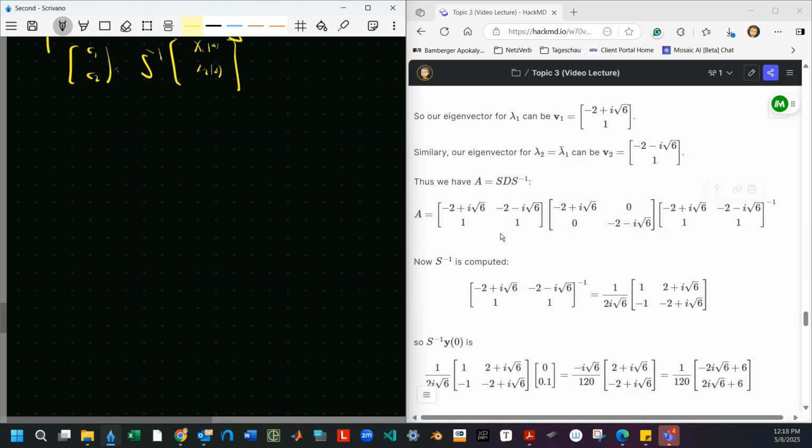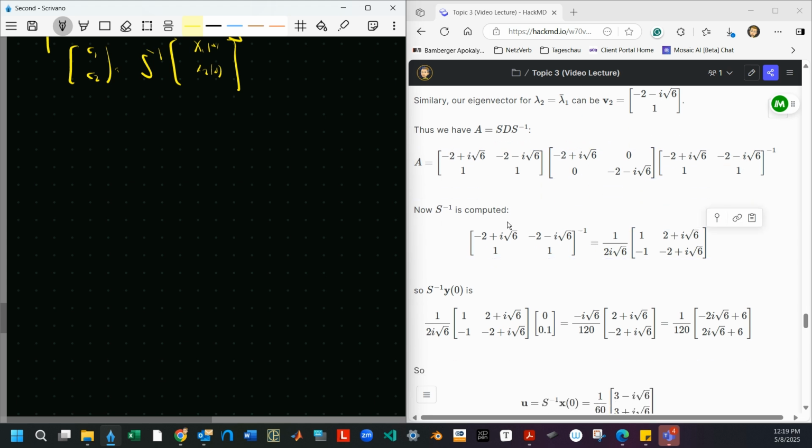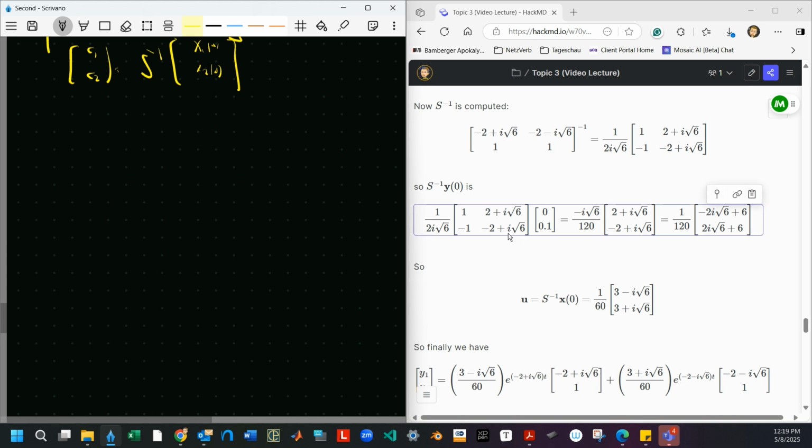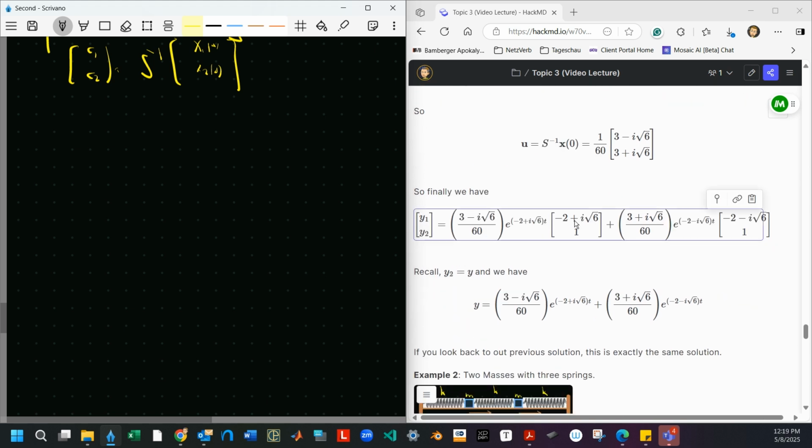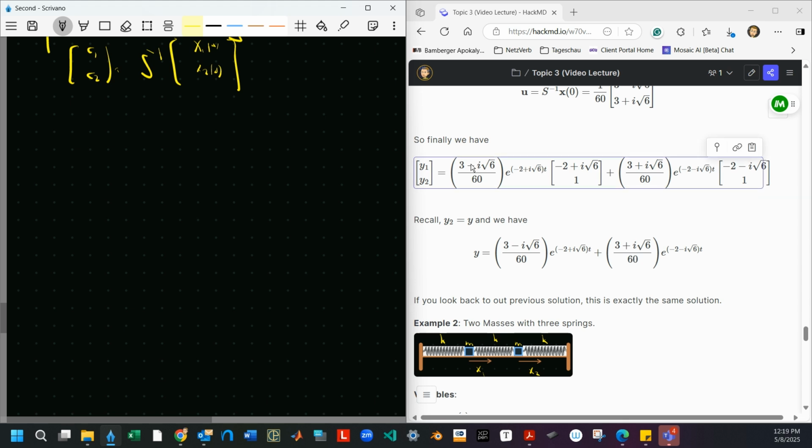So here's our A all diagonalized out. There's S, there's the eigenvalues, there's S inverse. Here's S inverse computed, and here's S inverse Y naught. That's the thing I was calling C naught, C1, C2, right here. So the numbers get messy, but it's all just calculation at this point. And we get a final answer down here. So that's kind of nice. That's how that works.